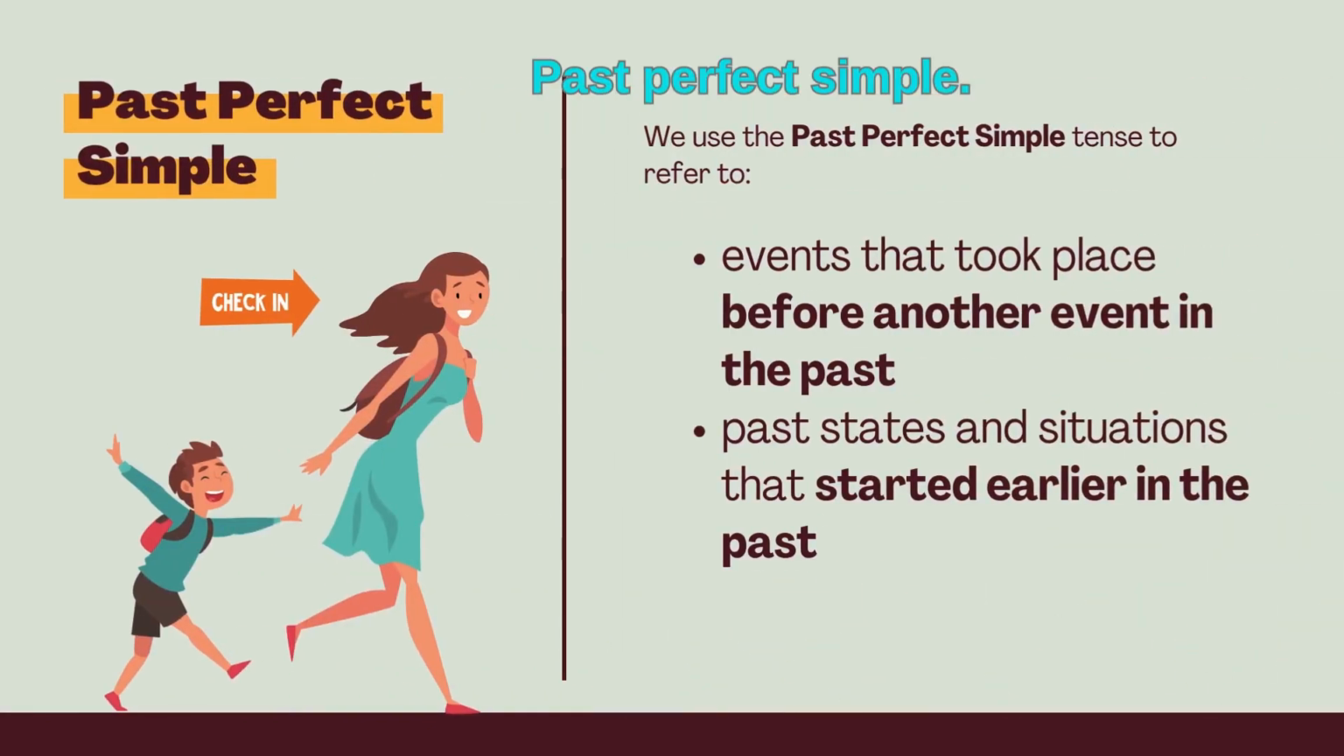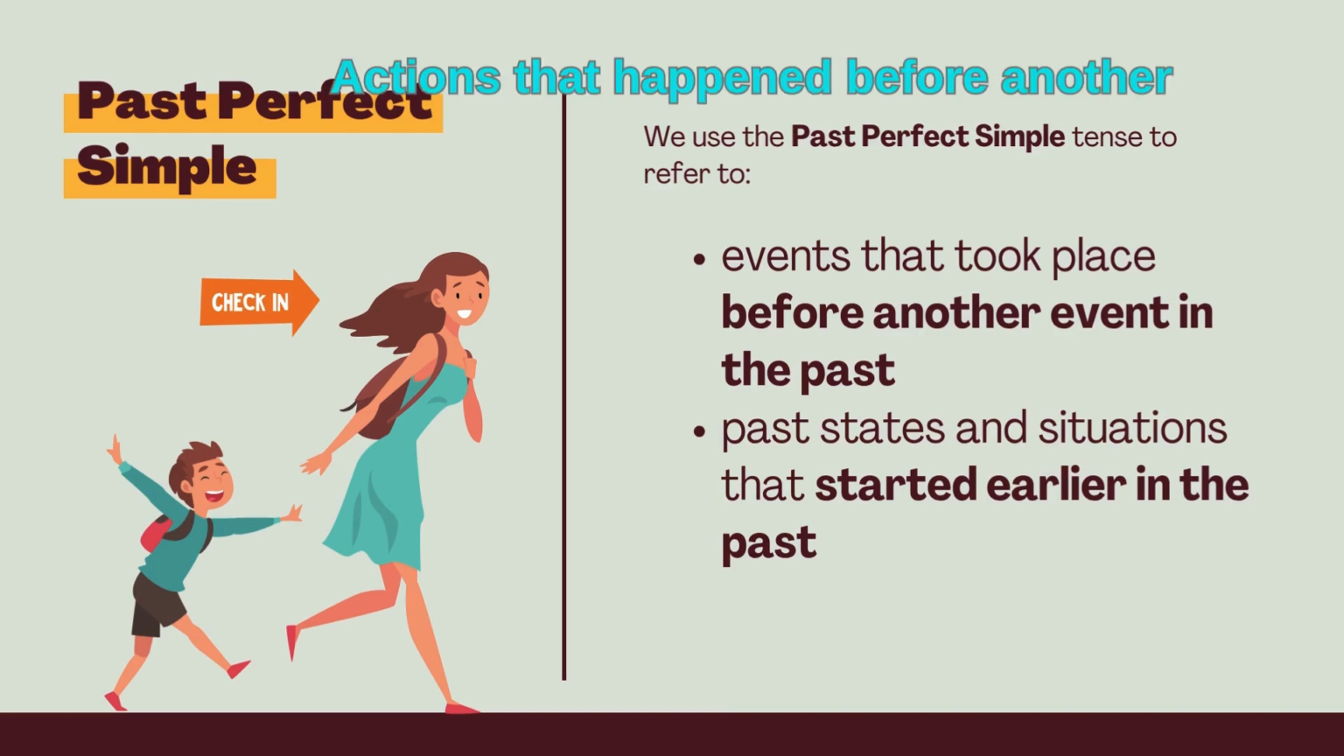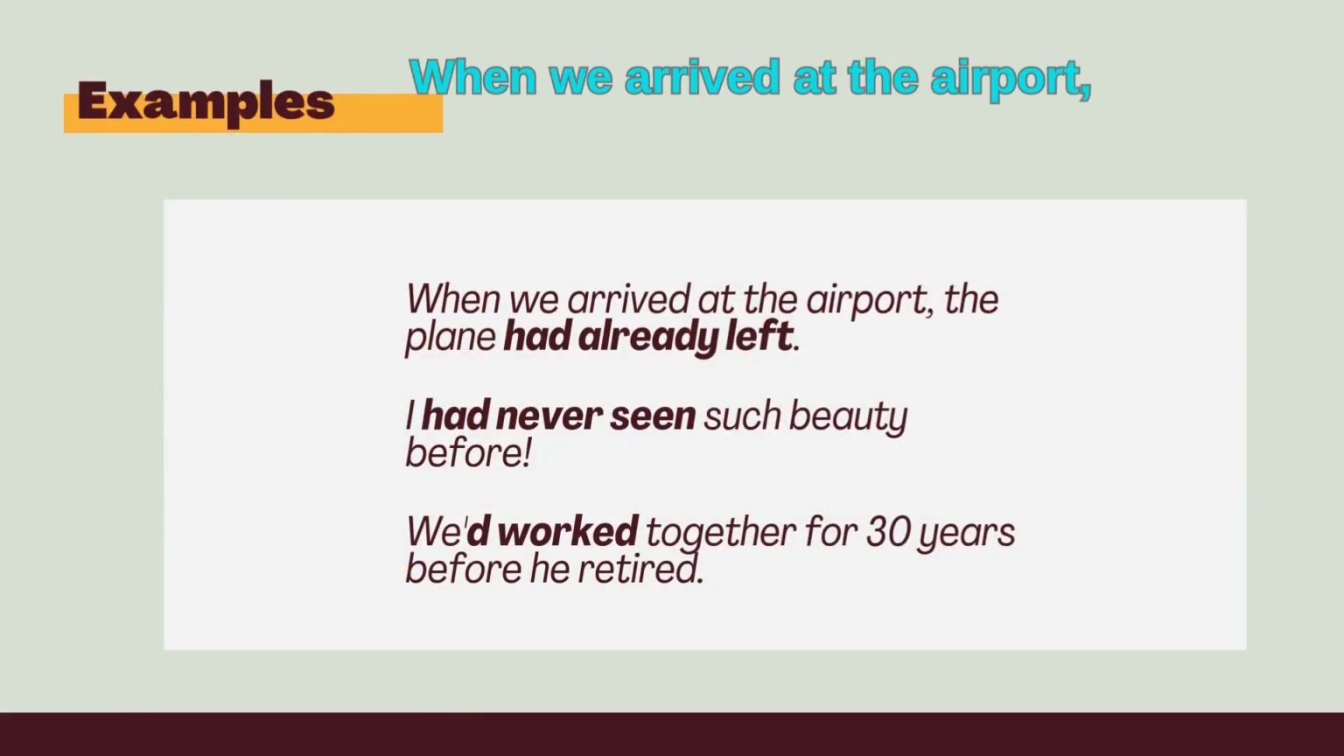Past perfect simple. We use the past perfect simple to talk about: 1. Actions that happened before another event in the past. 2. Situations or states that started earlier and are already completed by the time of the main past action. Here are some examples. When we arrived at the airport, the plane had already left. I had never seen such beauty before. We'd worked together for 30 years before he retired.